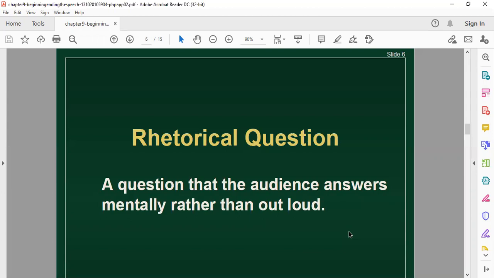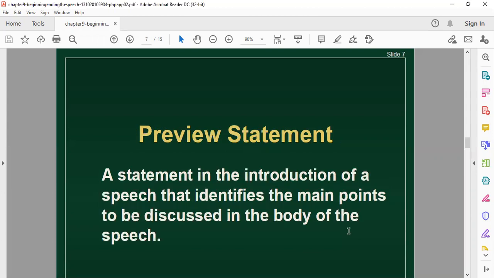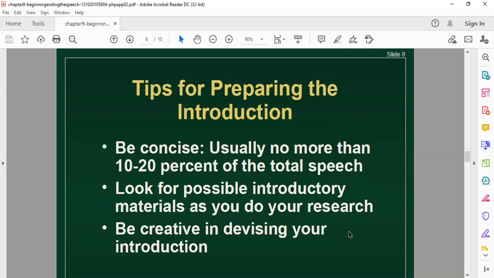So, let's come to the main topic, rhetorical questions: a question that the audience answers mentally rather than out loud. That could be another way. Then a preview statement: a statement in the introduction of a speech that identifies the main points to be discussed in the body of the speech. I hope it is clear. Let's move on to the next one.